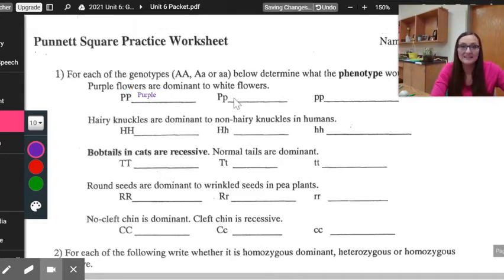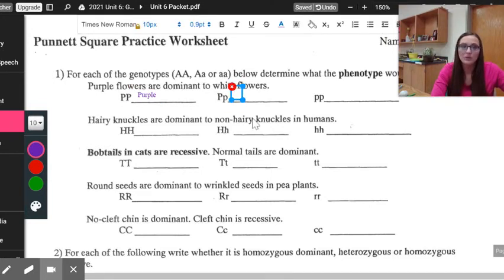All right, let's go to this next one. This one is tricky. It has one capital letter and one lowercase letter. What color flowers would those be? Let's think back. Oh yeah, they would be purple, because if purple is dominant, all it takes is one capital letter to own the color.